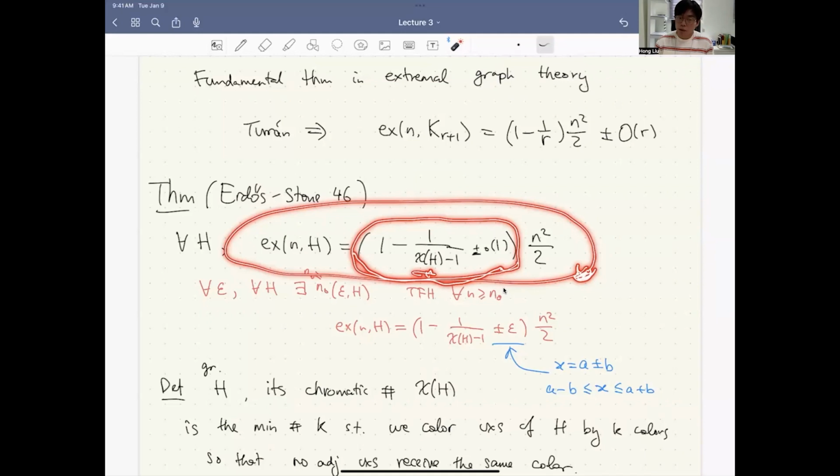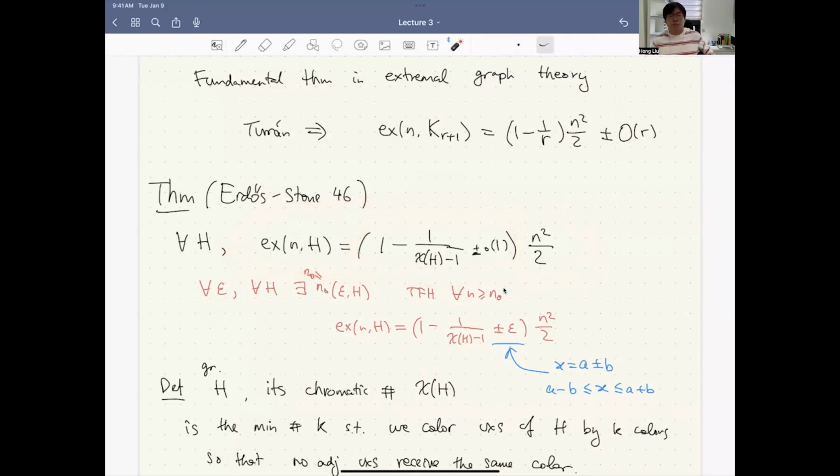When H is non-bipartite, meaning that it has chromatic number at least 3, this completely solved the problem. For bipartite H, the problem becomes much harder. In the literature, it's called the degenerate problem, and we're going to talk about that later. Okay, so for now, let's only worry about non-bipartite forbidden graph H. So how do we go about proving this?